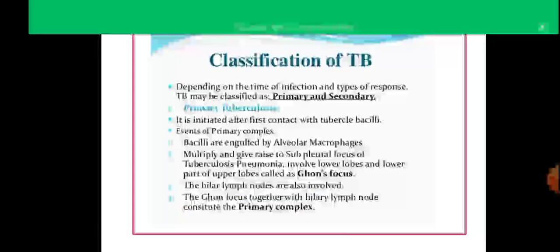Classification of TB. Classification of TB has two different types: pulmonary tuberculosis and extrapulmonary tuberculosis. This is how they are classified, depending on the time of infection and response. TB may also be classified as primary and secondary infection.